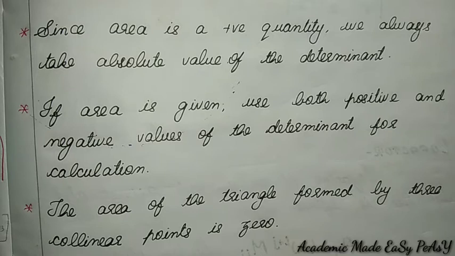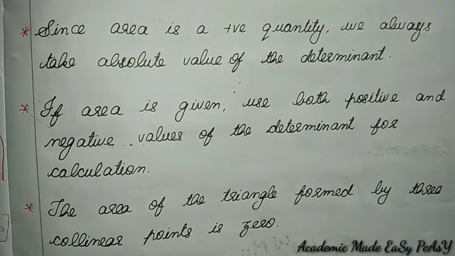Next, if area is given, use both positive and negative values of the determinant for calculation. So compare with this one first. What I said, we may get the determinant value in positive as well as negative. Since we are not having the area as negative, we will be taking the absolute value. Even in the question, we will be getting the absolute value only. So it's better to take both negative as well as positive value of the determinant in order to find the value of x or y. It may depend. When we move on to the questions, you will be clear why I am saying like this.